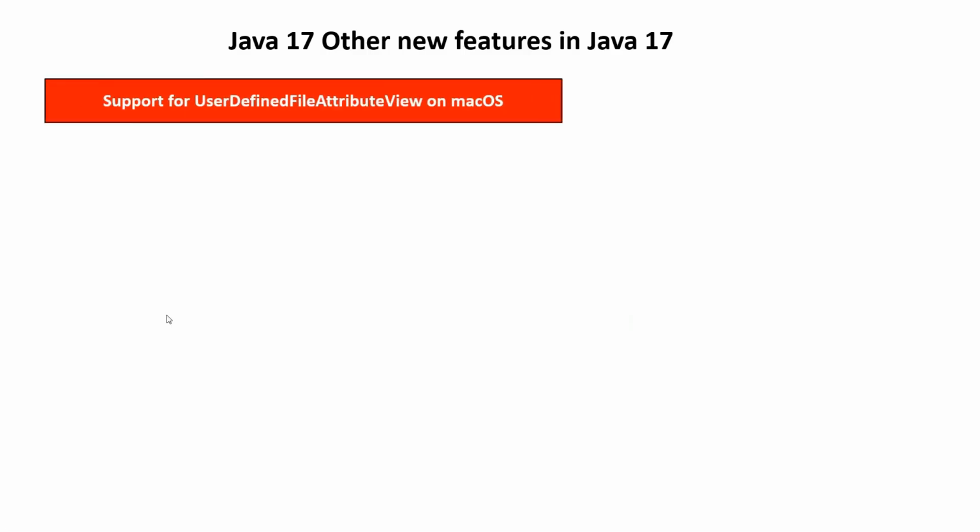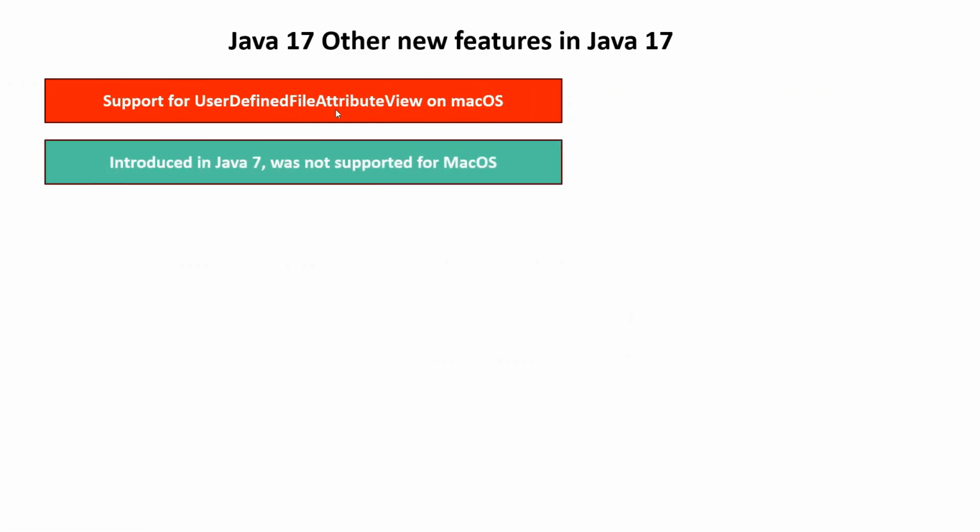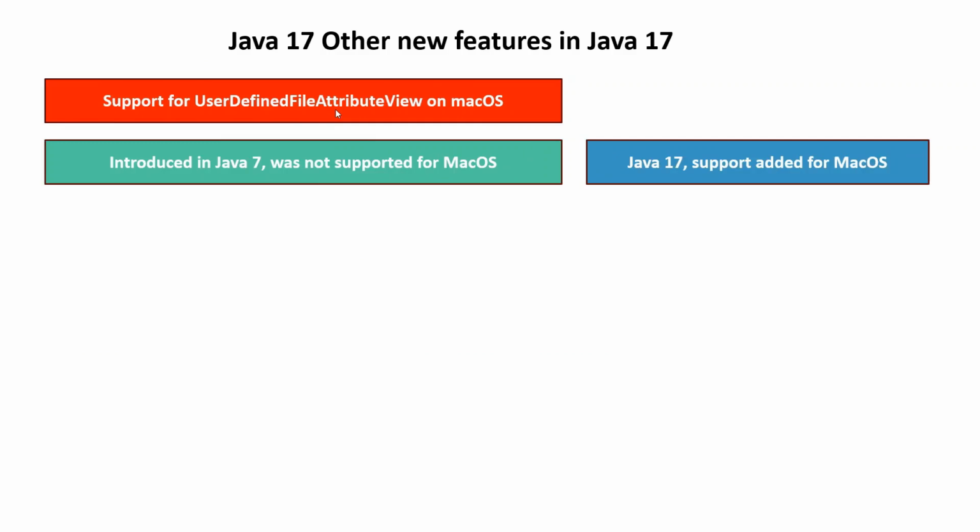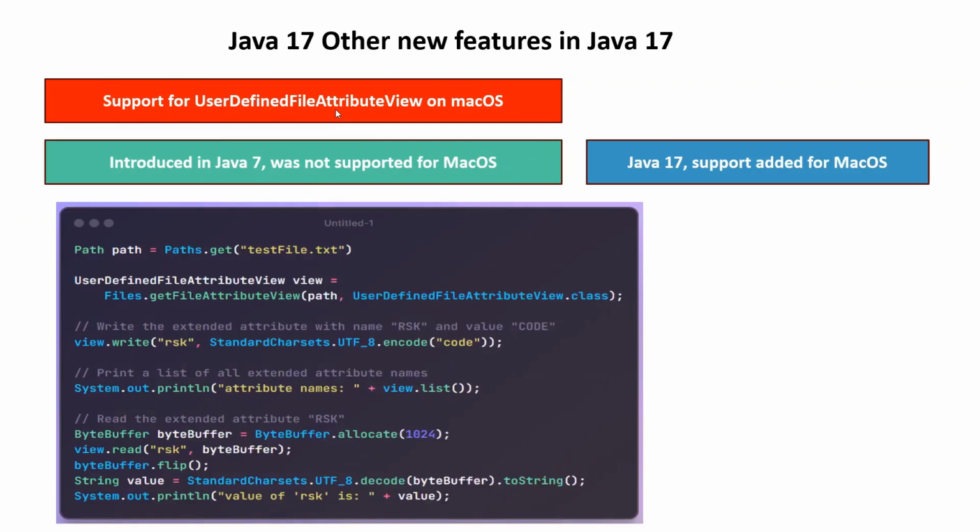Next, we have support for user-defined file attribute view on Mac OS. The UserDefinedFileAttributeView class was introduced in the file system in Java 7, but it was not supported for Mac OS. Now in Java 17, this function is also available for Mac OS. Here is a read and write example for this function.